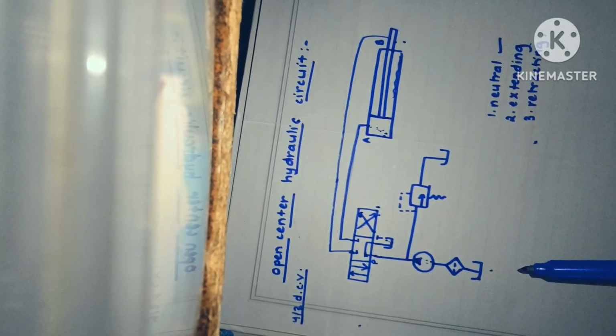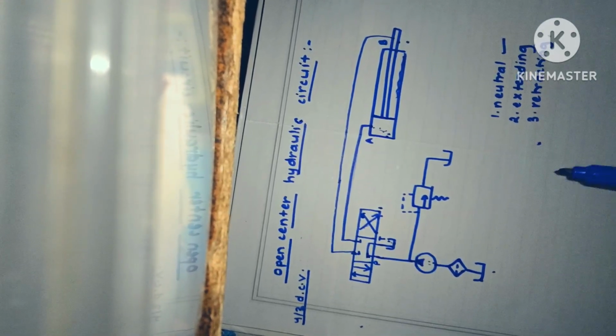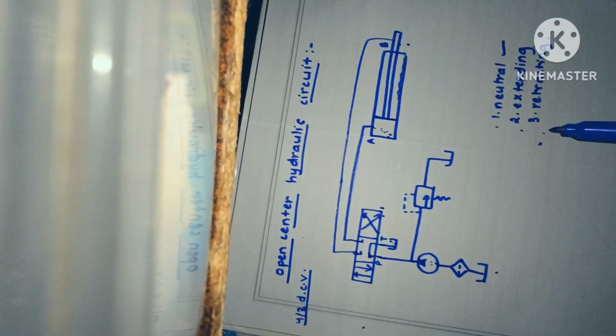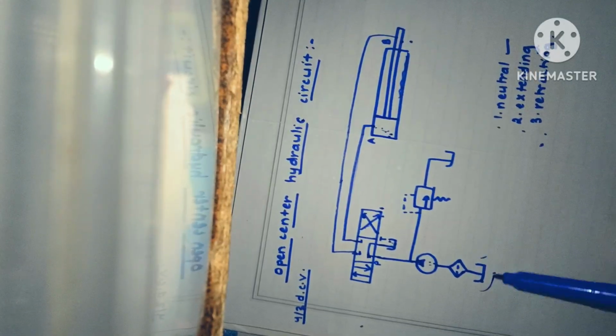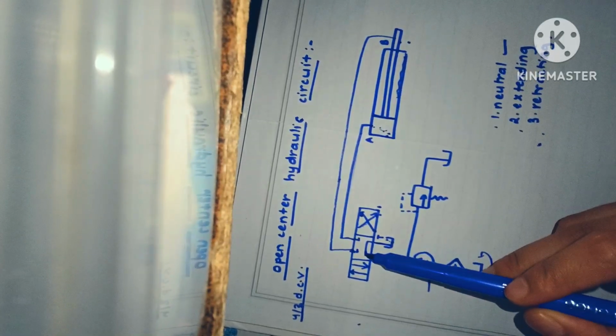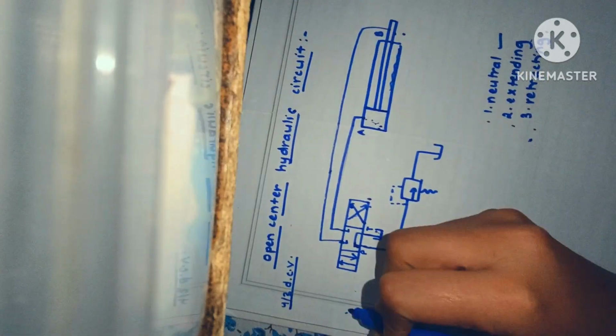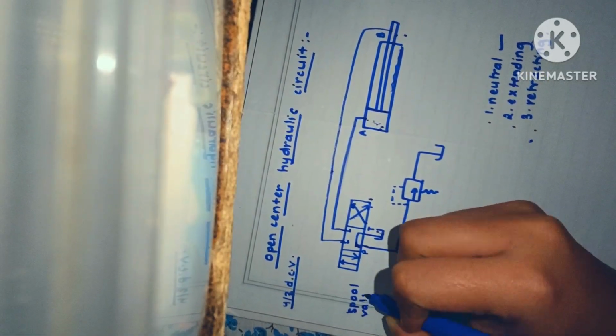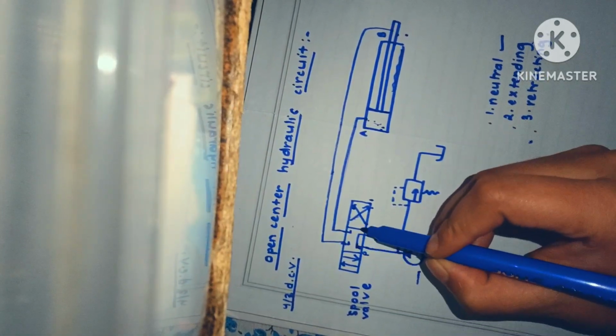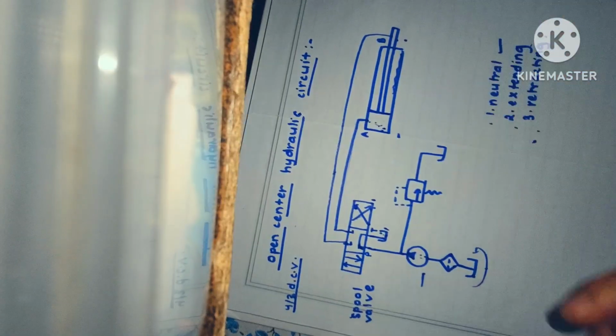So in an open center hydraulic circuit, the fluid flow differs by position: neutral, extending, and retracting. In neutral position, fluid moves from the reservoir to the pump to the directional control valve, which is also known as the spool valve. And then it goes back to the reservoir, so there is no movement of the piston or hydraulic cylinder.